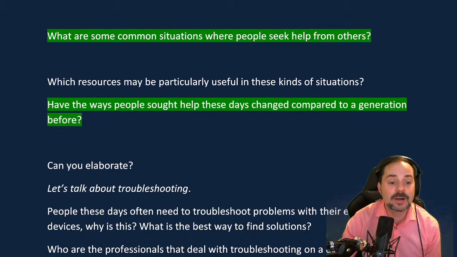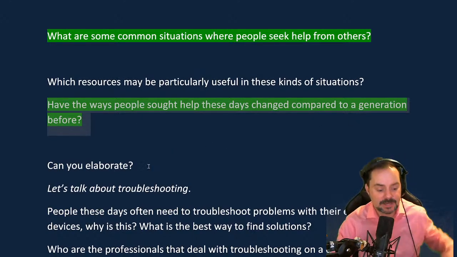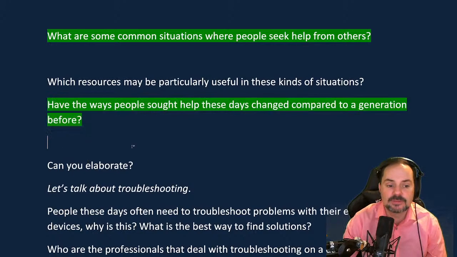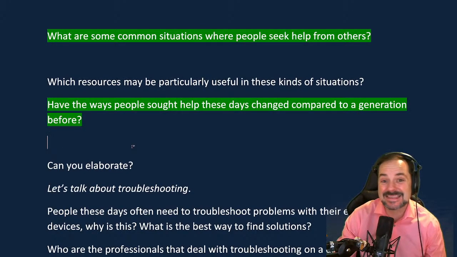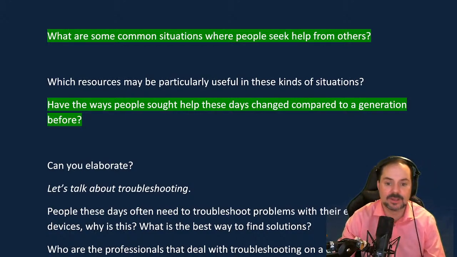Meanwhile, do try to answer this question. Have the ways people sought help these days changed compared to a generation before? So here we're talking about the method, the way of asking for help. Okay.